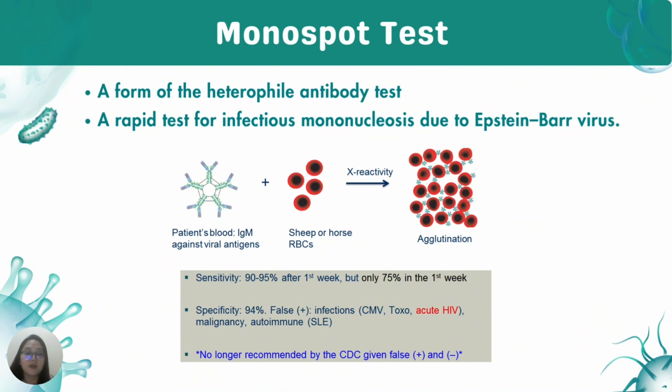Second, its specificity is 94%, and false positive results occur only in infections like CMV, toxoplasma infections, acute HIV, malignancies, and autoimmune diseases such as systemic lupus erythematosus. Being the reason for these false positive results, it is no longer recommended by the CDC due to confusing false positive and false negative results.